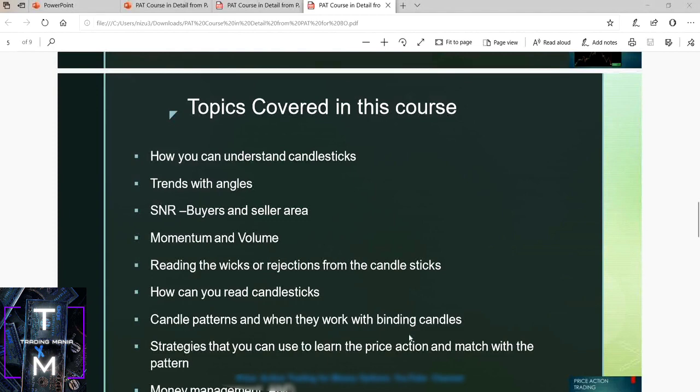The wicks are what we call rejections, the stick that forms below the candle or above the candle. The first topic today is how you can understand the candlesticks, and in the future part we'll cover how you will read the candlesticks. So today's section is only understanding, and next it will be how to read the candlesticks.